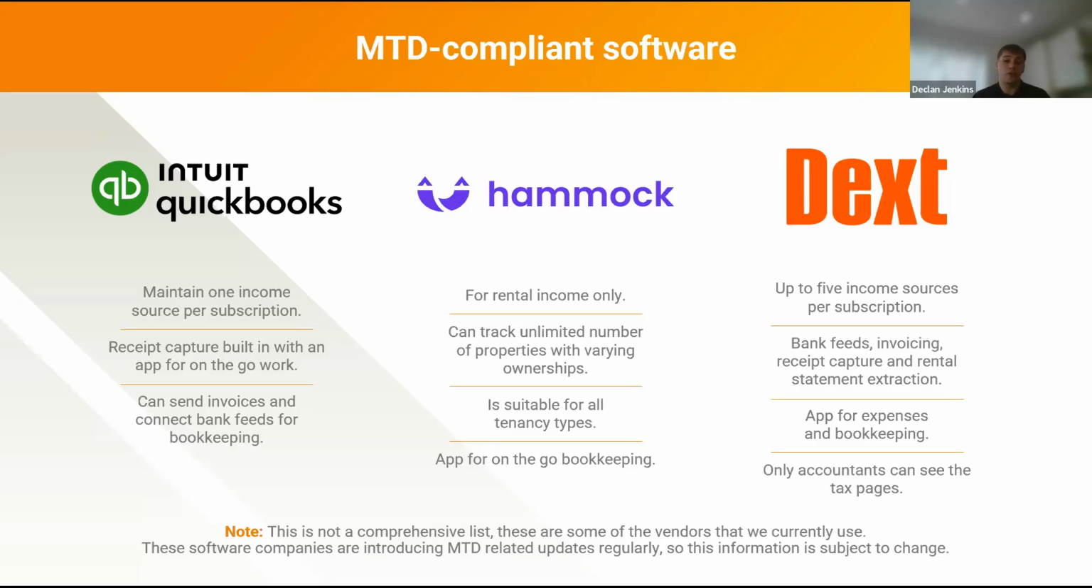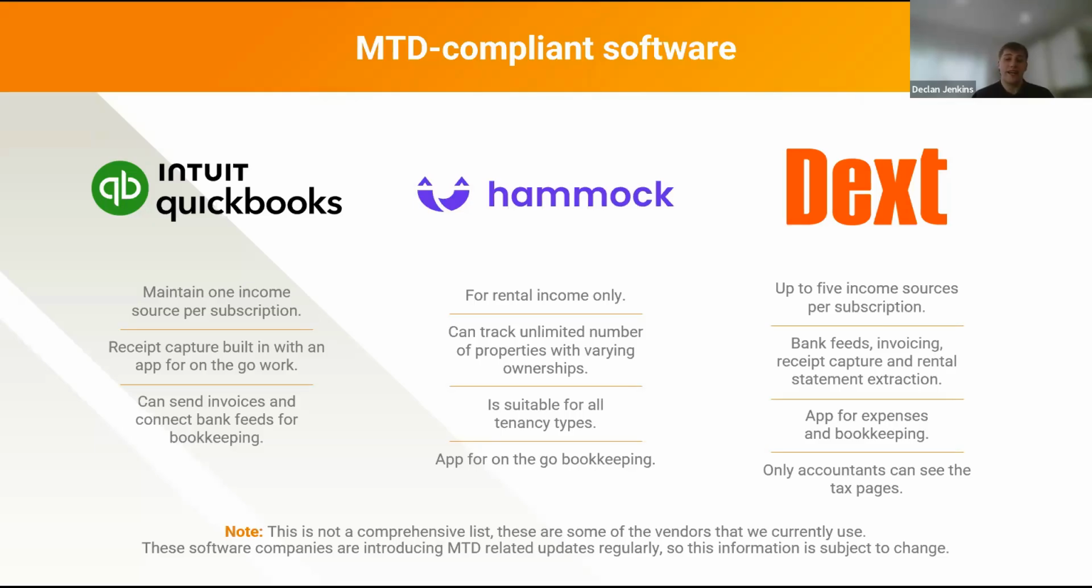Again, it is suitable for all tenancy types, with an app for bookkeeping on the go, and unlimited properties with varying ownerships. So Hammock and Free Agent Landlord both do unlimited properties. They are very good at what they do. Those two have done really well for the rental income market, and they are definitely worth a look at if you've just got some properties to report.